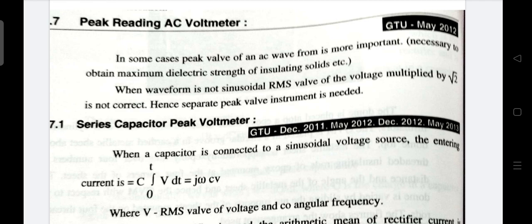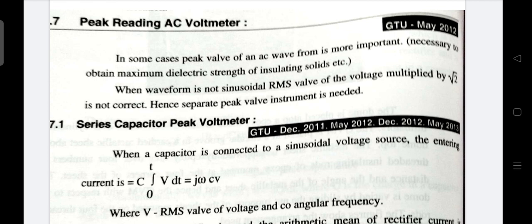When the waveform is not sinusoidal, the RMS value of the voltage multiplied by root 2 is not correct. Hence, a separate peak value instrument is needed. So, we will study the series capacitor peak voltmeter.